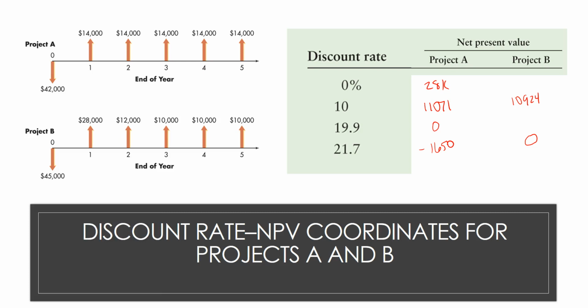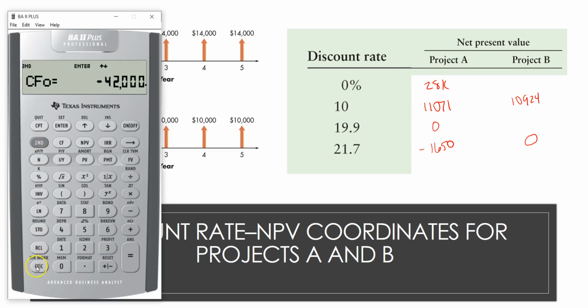So now let's look at project B. Let's open our cash flow register and then second clear work. Project B costs $45,000, returns $28,000 in year 1. It returns $12,000 in year 2 and $10,000 for the next 3 years. So push the net present value button. For 0, let's see what we get. We get $25,000 net present value.